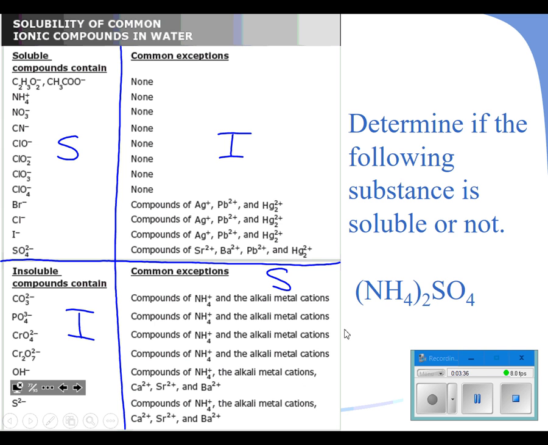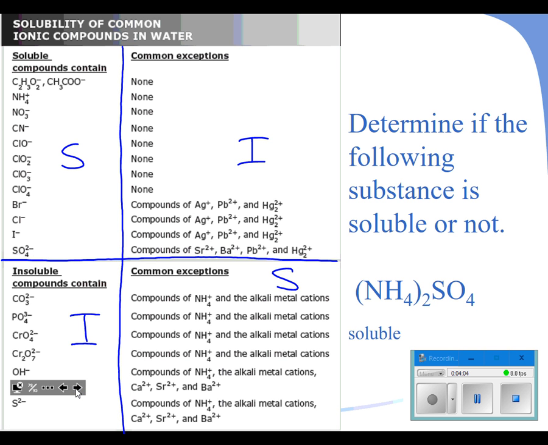For this next one, we have ammonium and sulfate. Well, ammonium is on here, and there are no exceptions. It should be soluble. And if we come down here to sulfate, and we go across, it says only if it's combined with strontium, barium, lead, or mercury is it insoluble. Well, it's combined with NH4, so that would make it soluble. So you could look up either one, and you would get the same answer.